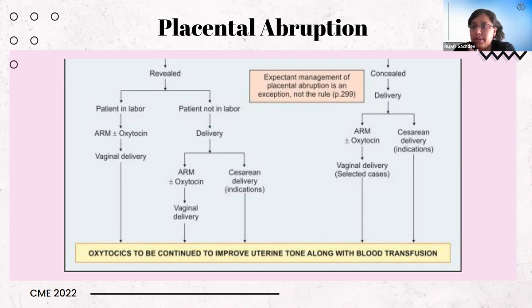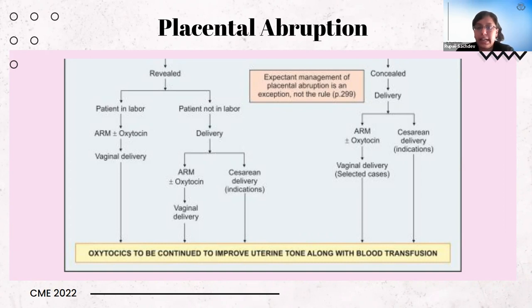If it is a concealed abruption, you will do a delivery using either cesarean section or vaginal delivery. You have to continue to give oxytocin to improve uterine tone along with blood transfusion, because you have to make sure that the woman does not lose too much blood that can lead to maternal and fetal compromise. Right? Okay. The management, pretty simple.